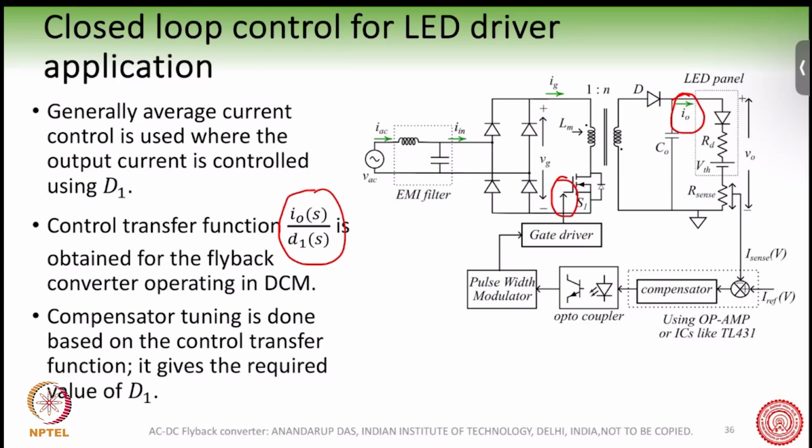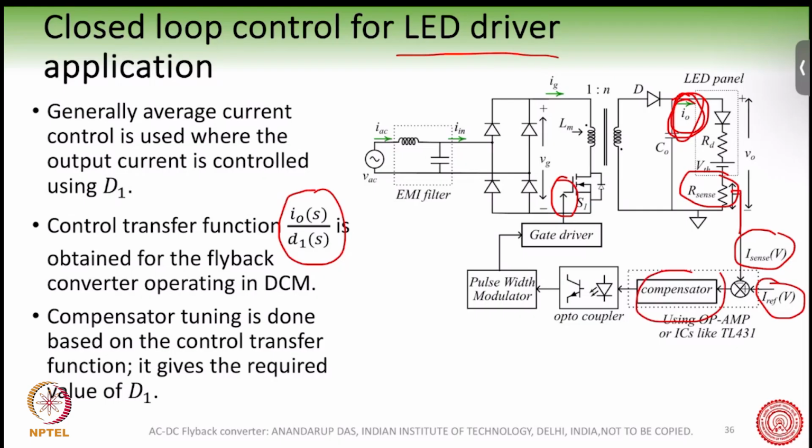So suppose this is the LED driver application. Here, this output current is controlled. We have a reference for this, and of course we have a sense of this. Sense current is basically a voltage, which comes from a small series resistor, the sense resistor, and you get this voltage corresponding to the current. There is a reference, there is a sense, and then there is a compensator.